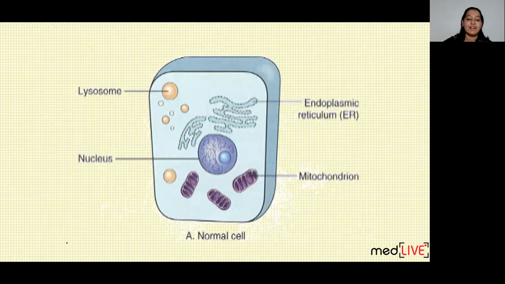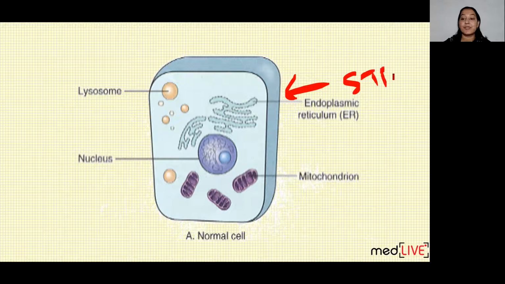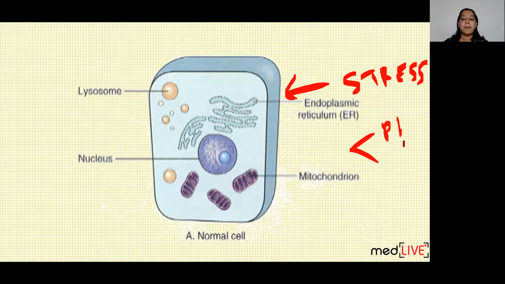But whenever there is stress to the cell. Now, what do you mean by stress? Stress is any abnormal environment around the cell, which is not normal, which is not usual. The stress can be of two types. It can be physiological, it can be pathological. Whenever there is stress to the body, whether physiological or pathological, cell do some steps.